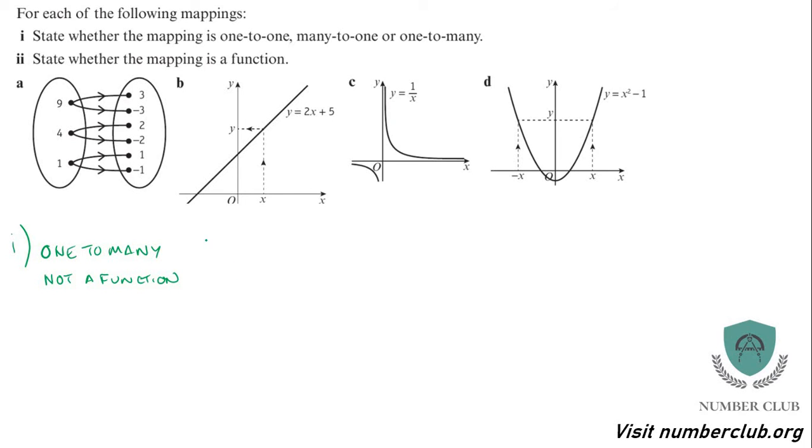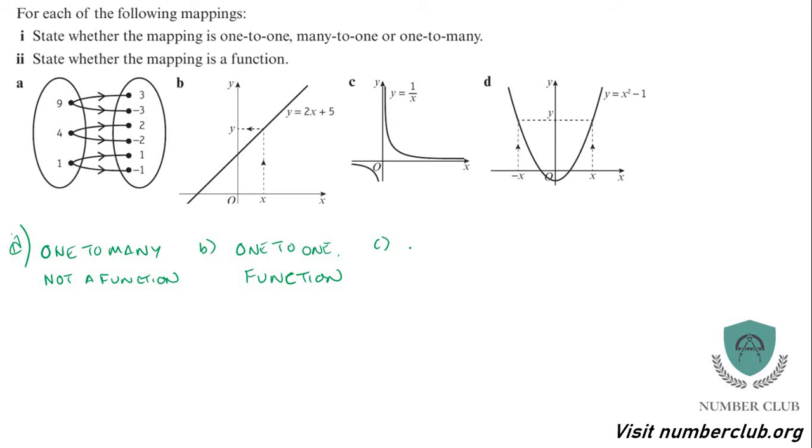Okay. Next, part B. I should have called that A there. Part B, we've got 1 value going in, exactly 1 value coming out. It's 1-to-1. Now, every value of x could be used. There's no restrictions on it, and so therefore this is a function.